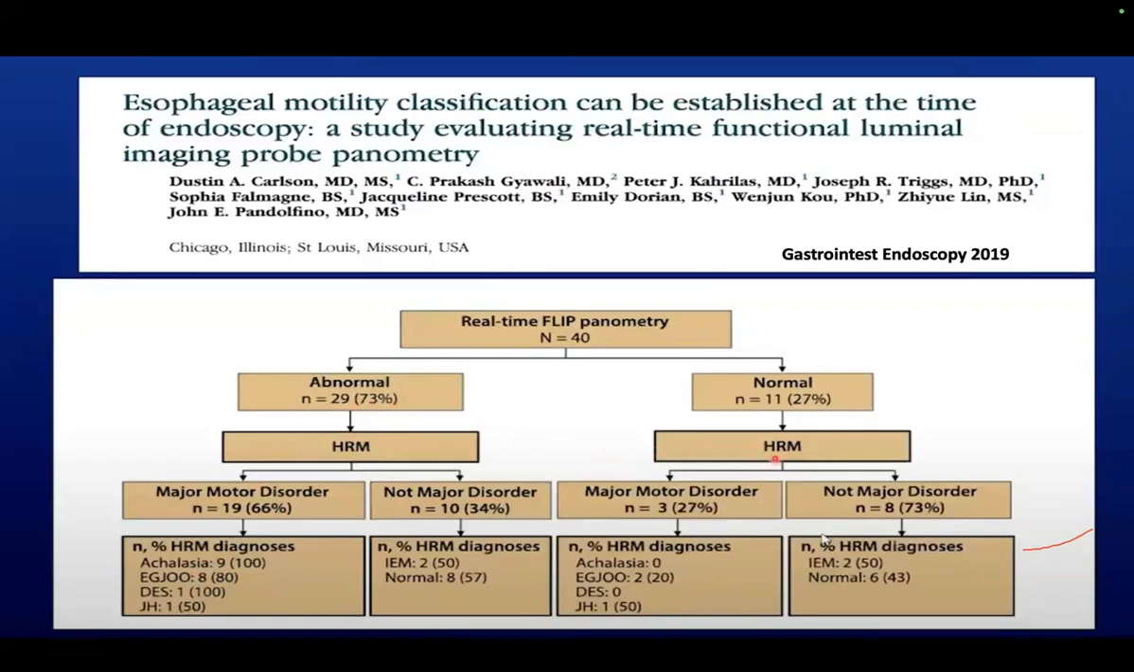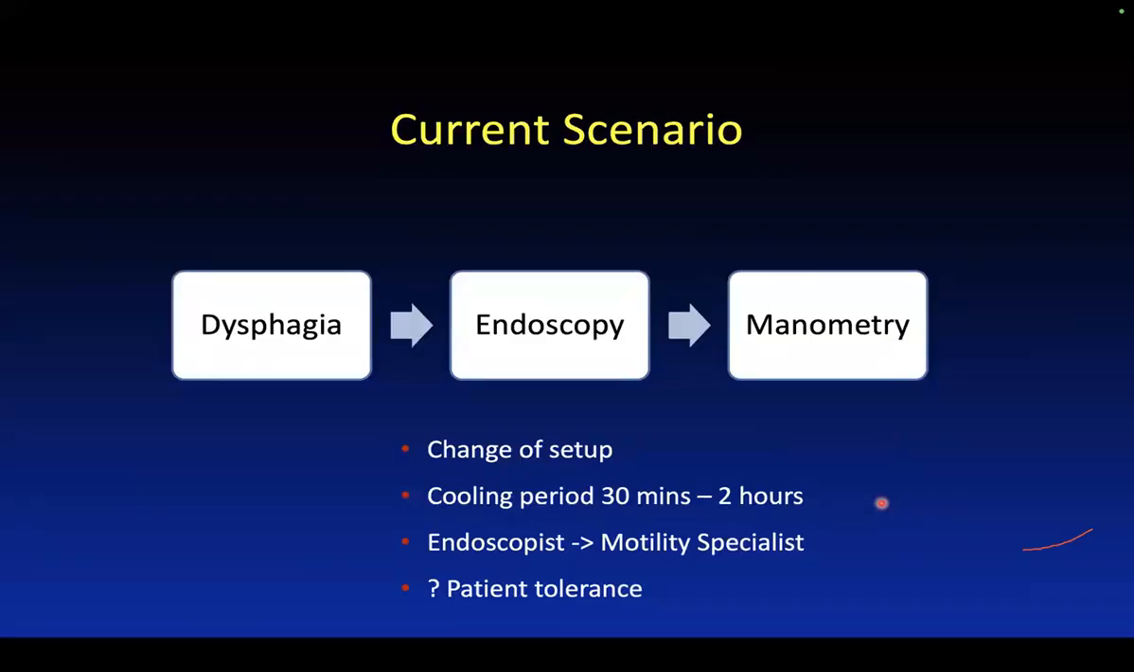On the other hand, in patients who showed normal EndoFLIP findings, the proportion of patients who did not have a major motility disorder, even on high resolution manometry, was substantial, right? So it has a good positive as well as negative predictive value when you are using it as a modality to diagnose. Okay, so in the current scenario, when we have a patient with dysphagia, the first thing that we usually do, obviously, and that is right, is to do an endoscopy, right? And then we do a manometry, correct?